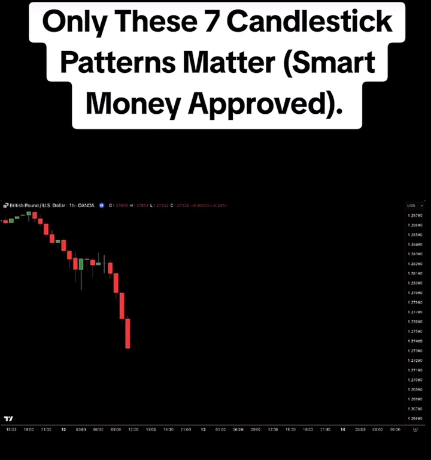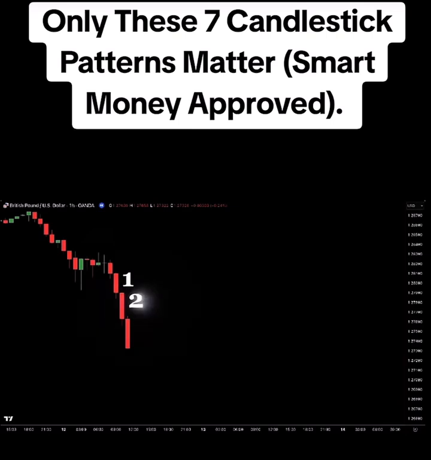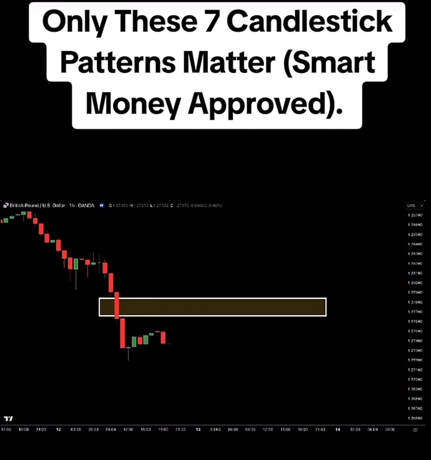Look at this chart example. As you can see, the market was clearly trending down, and then it began to accelerate. Right here, the market forms a strong red wall pattern. This is the first candle, followed by the second, and then the third, sealing the move. At this point, we draw our zone, the area between the high of the first candle and the low of the third. Now watch what happens when price returns to that zone.